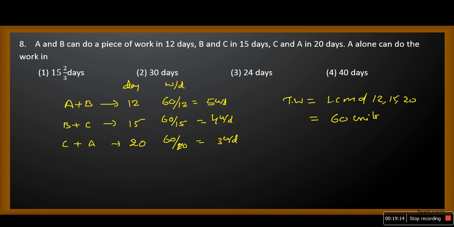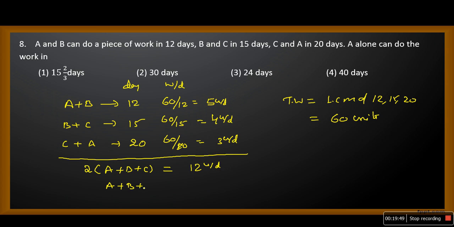Okay. Now look at the question carefully. A alone can do the work in how many days? First of all, before finding the efficiency of A, let us find the total efficiency. Here A is working twice, B twice and C twice. It means the efficiency of A is 2 times, the efficiency of B is 2 times and the efficiency of C is 2 times. It means 2 times the efficiency of A, B and C. All the work done is 12 units per day. So one time the efficiency of A, B, C will do 6 units per day.